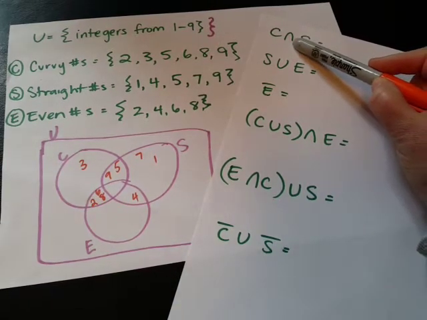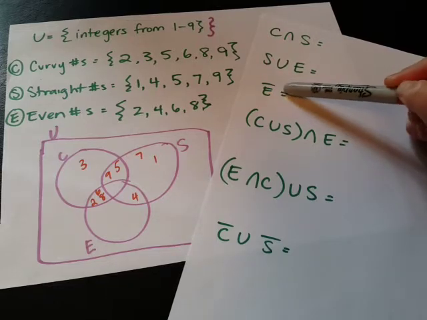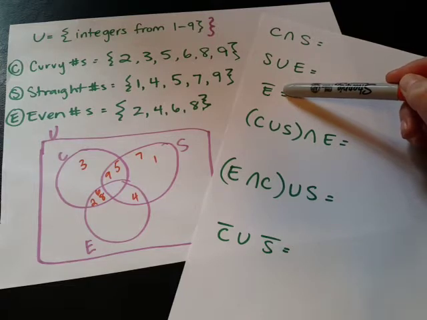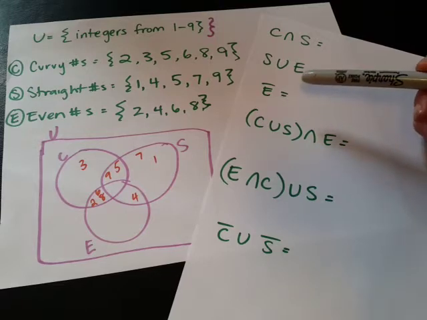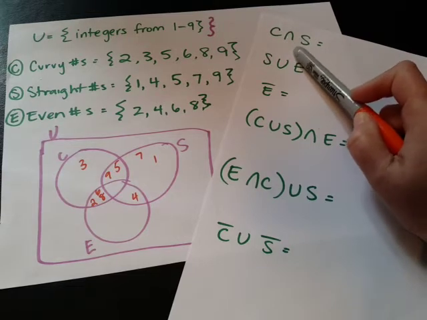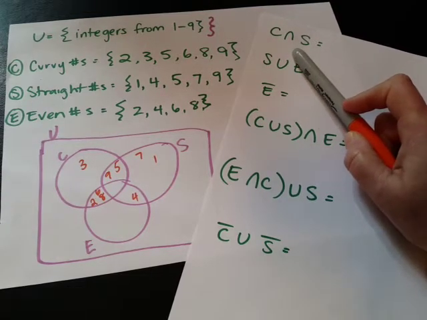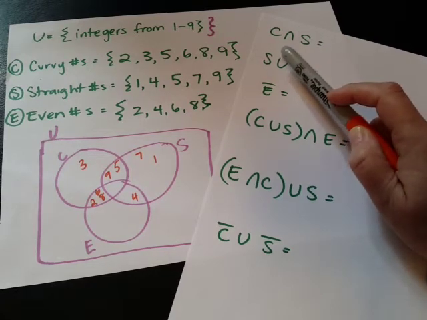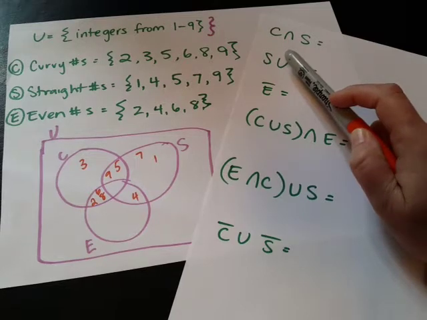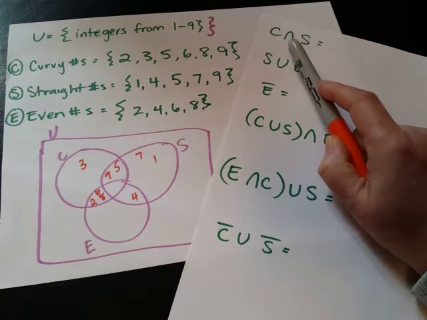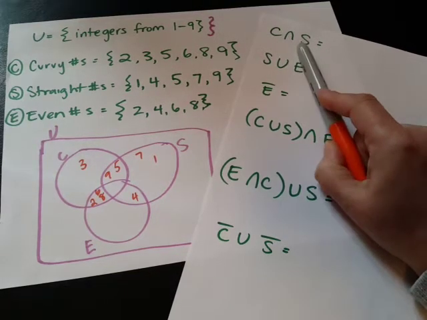We have the cap, the cup, and a symbol that we've seen before in probability, the complement, or the straight line on top of a word or a symbol. So let's start with the cap. This cap here looks like an upside down U, and it refers to the intersection. So what we're looking for here are elements or members that are part of the intersection between set C and set S, which means what members are in both set C and set S.